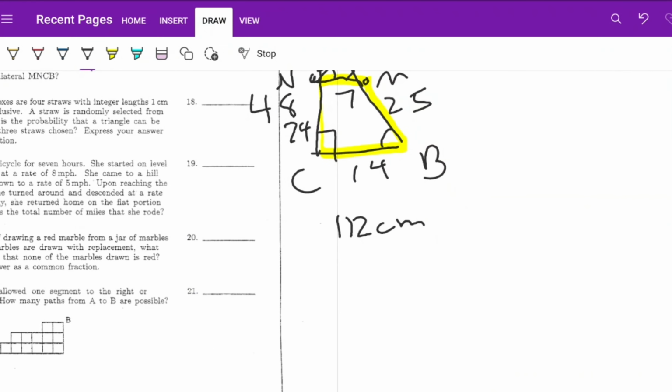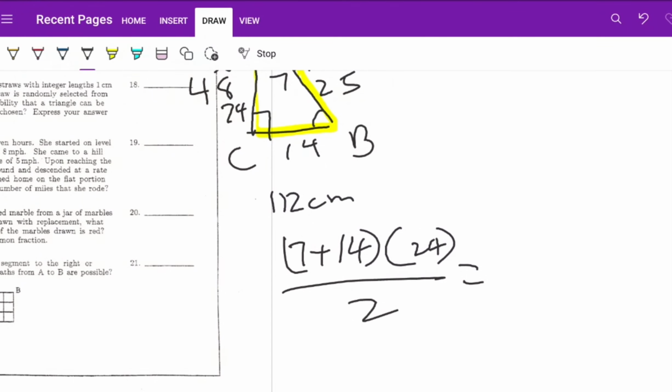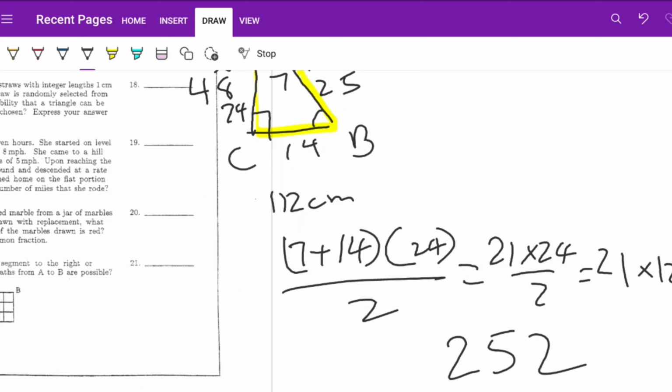So we can construct our formula for (7 plus 14) times 24 divided by 2. Okay, that should be our answer. And we get 21 times 24 over 2, which is just 21 times 12, and that should be equal to 252.